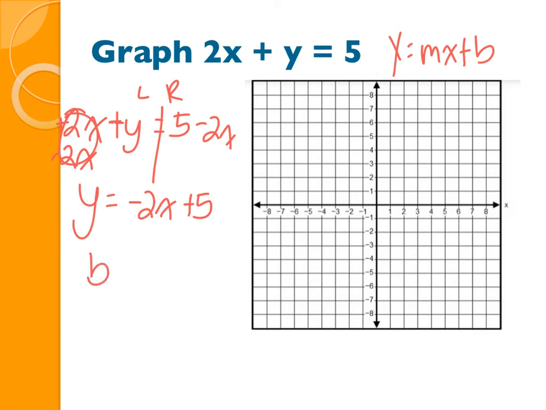So my b would be positive 5, and my slope would be negative 2 over 1. Because remember, if it's a whole number, you have to put the 1 underneath it for the run. So mark your 5, and I'm going to go down 2 over 1, down 2 over 1, and draw my line.